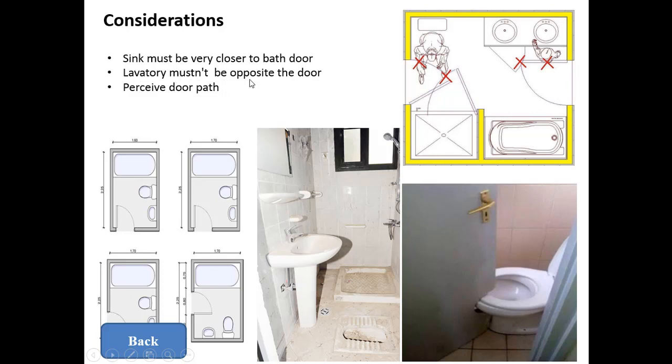The lavatory mustn't be opposite the door, and it mustn't block the door path. This means the door path must be clear and without any collision with anything. This is the main consideration when you are arranging the furniture in the toilet.